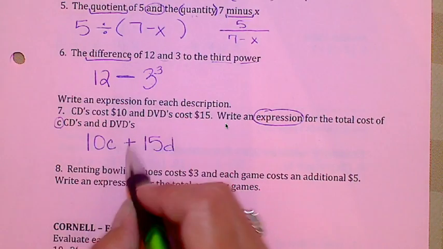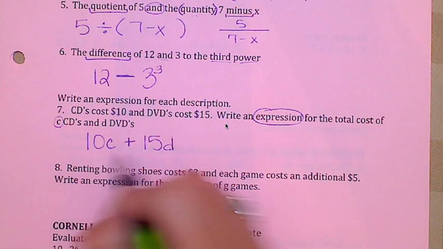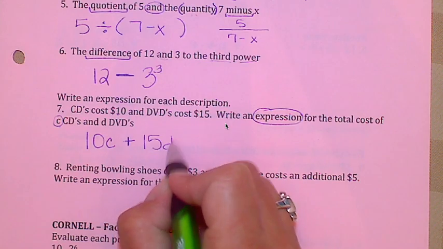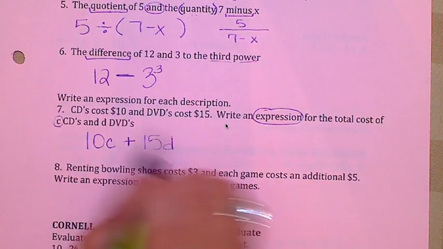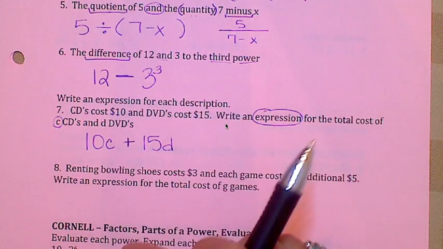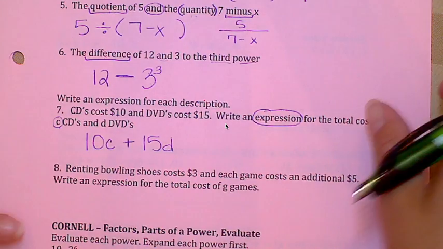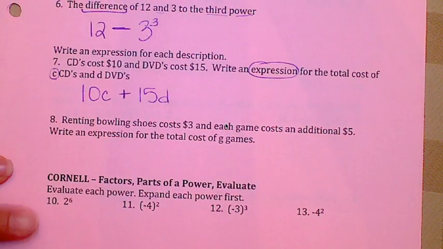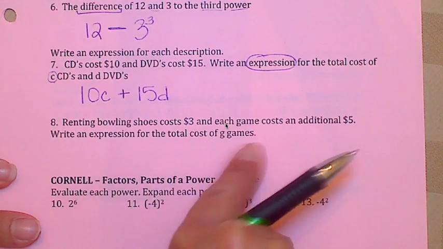So for example, if we bought 3 CDs and we put a 3 in there, that'd give us $30. And if we bought 2 DVDs and we plug that in there, that'd be 30. So then 30 plus 30 would be 60. So this just allows us to plug in how many CDs or DVDs we buy and to find the total cost. The second one says renting bowling shoes costs $3 and each game costs an additional $5. Write an expression for the total cost of G games.